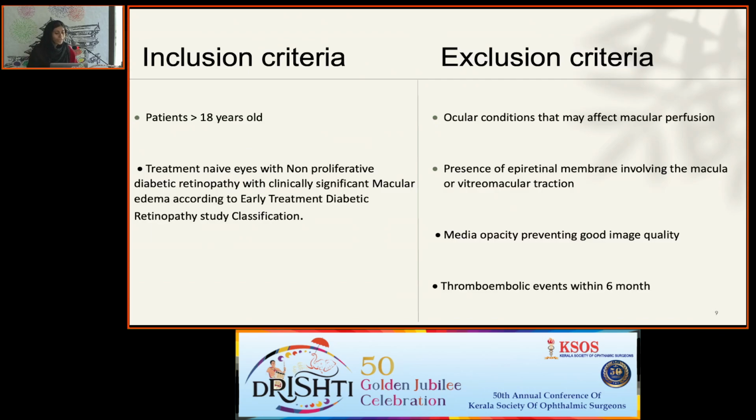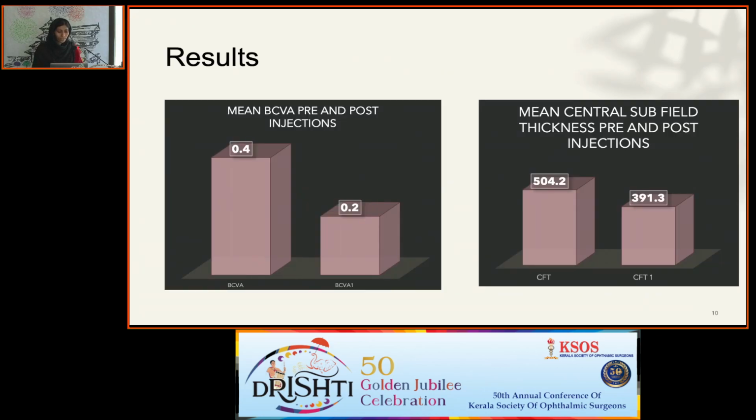We have included treatment-naive eyes with non-proliferative diabetic retinopathy with CSME, and we have excluded patients with other ocular conditions that affect the macular perfusion and those with thromboembolic events within 6 months.